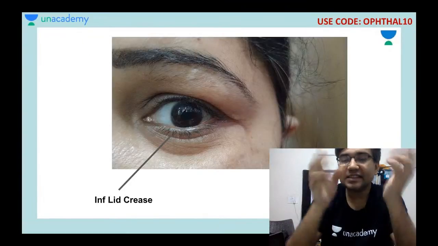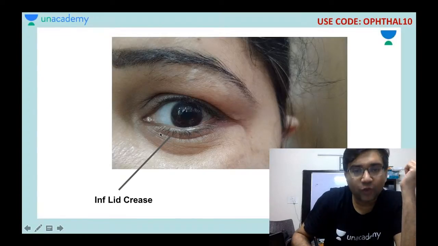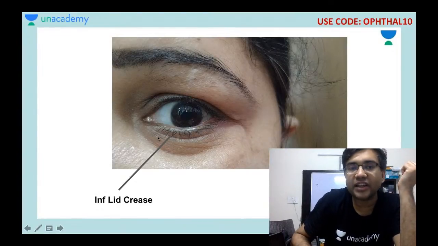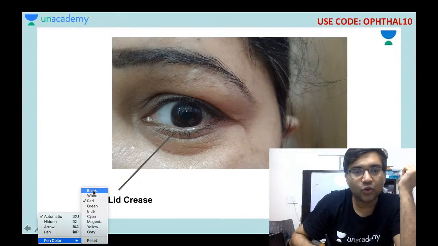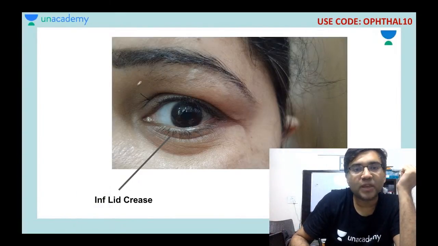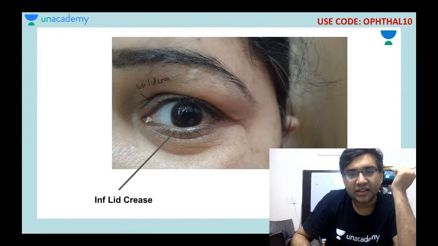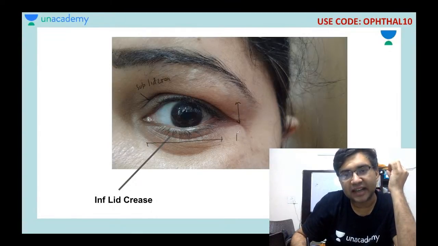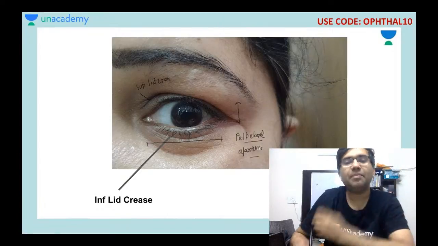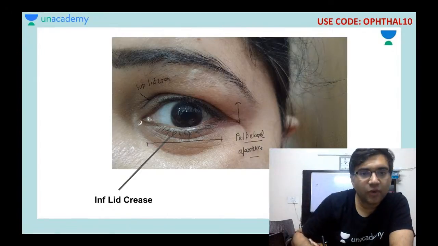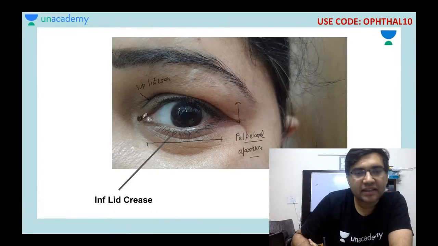This is a picture of eyelids where you can appreciate this crease, called the inferior lid crease, and similarly you have the superior lid crease also. This area, the horizontal one and the vertical one, is called the palpebral aperture. I write it here, palpebral aperture.